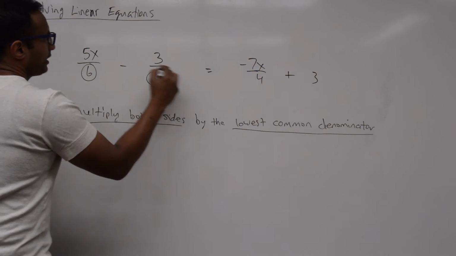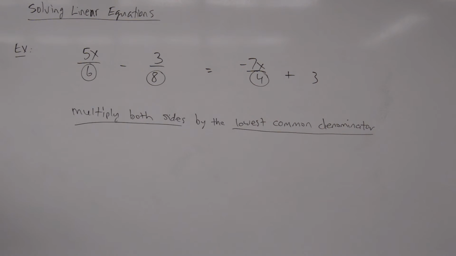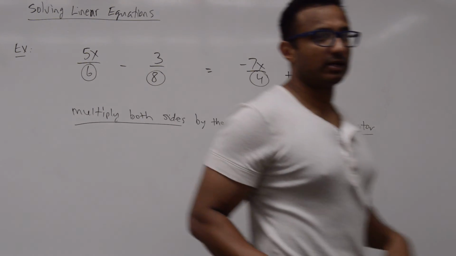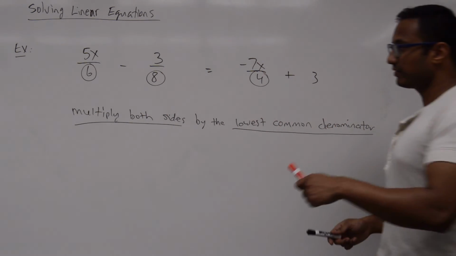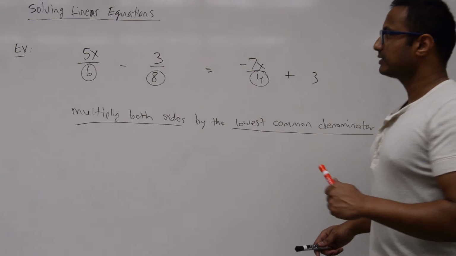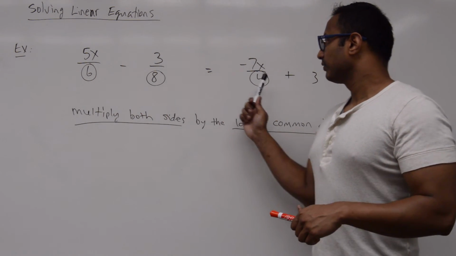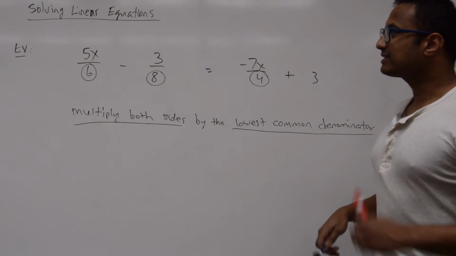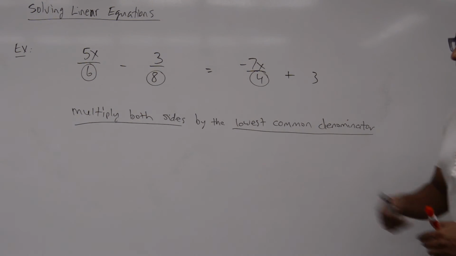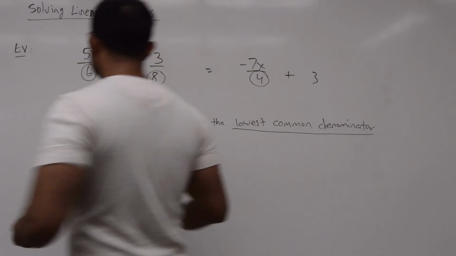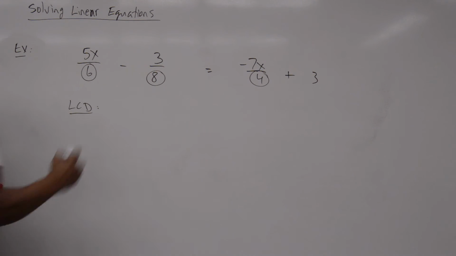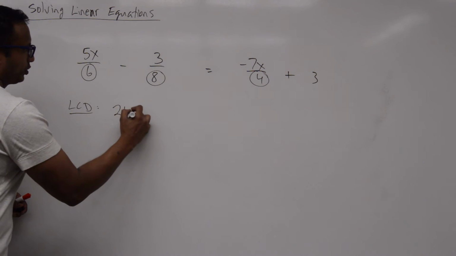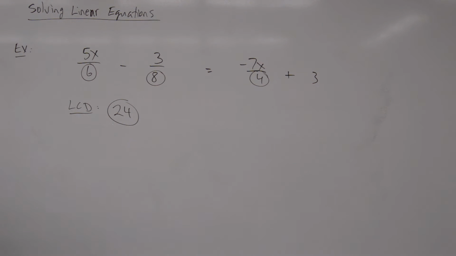We have 6, 8, and 4. Now, let's look at this term, the lowest common denominator. So a common denominator is a denominator that's common to all three of the fractions, or all three of the denominators, 6, 8, and 4. Okay, so for example, I can't pick 8 because 4 goes into 8, but 6 doesn't. So this has to be a number that 6, 8, and 4 can all go into. Okay, so in this case, our lowest common denominator, or in other words, our LCD, is going to be 24. 24 is the lowest number that 6, 8, and 4 can all go into.